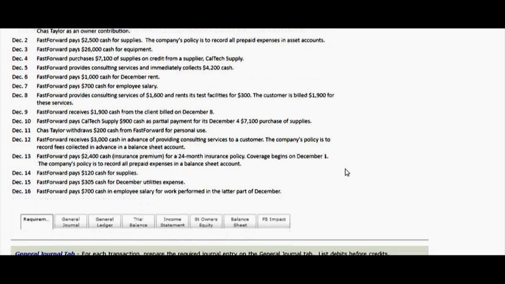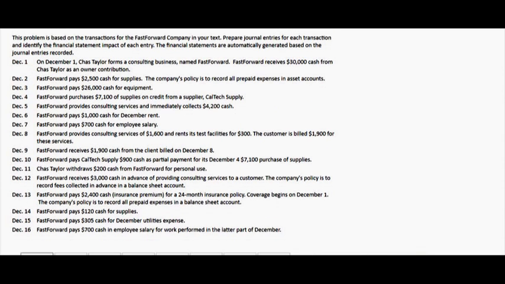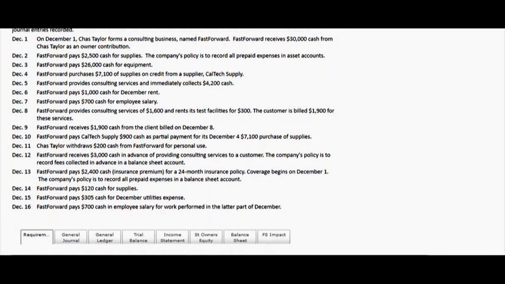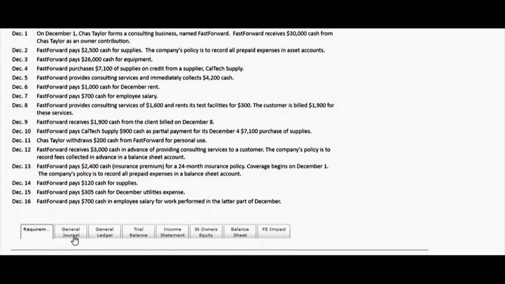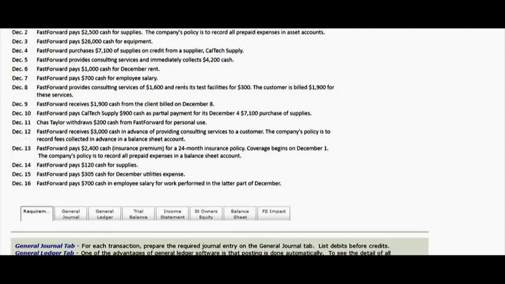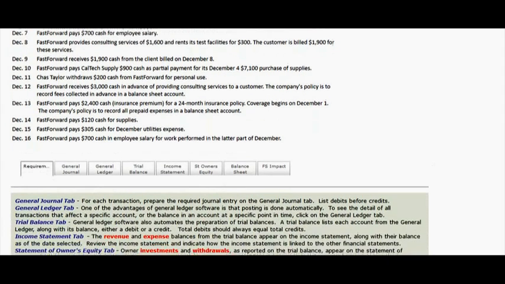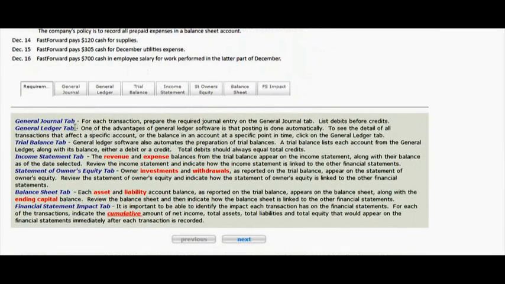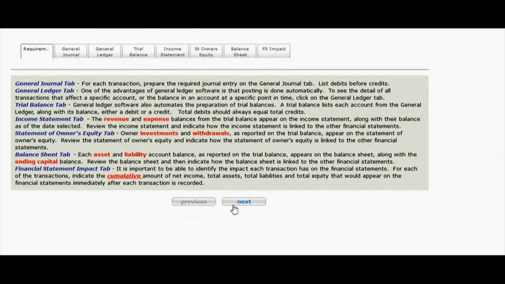So what you'll see up here is all of your transactions, and then here you're going to see your general journal, your general ledger, all these different tabs that will be filled in as you go along. And down here it explains to you for each transaction, prepare the required journal entry, list debits before credits. And then if you click to the other tabs, you'll see that each one is being updated as you go along, except for the last one. That one you have to do yourself.